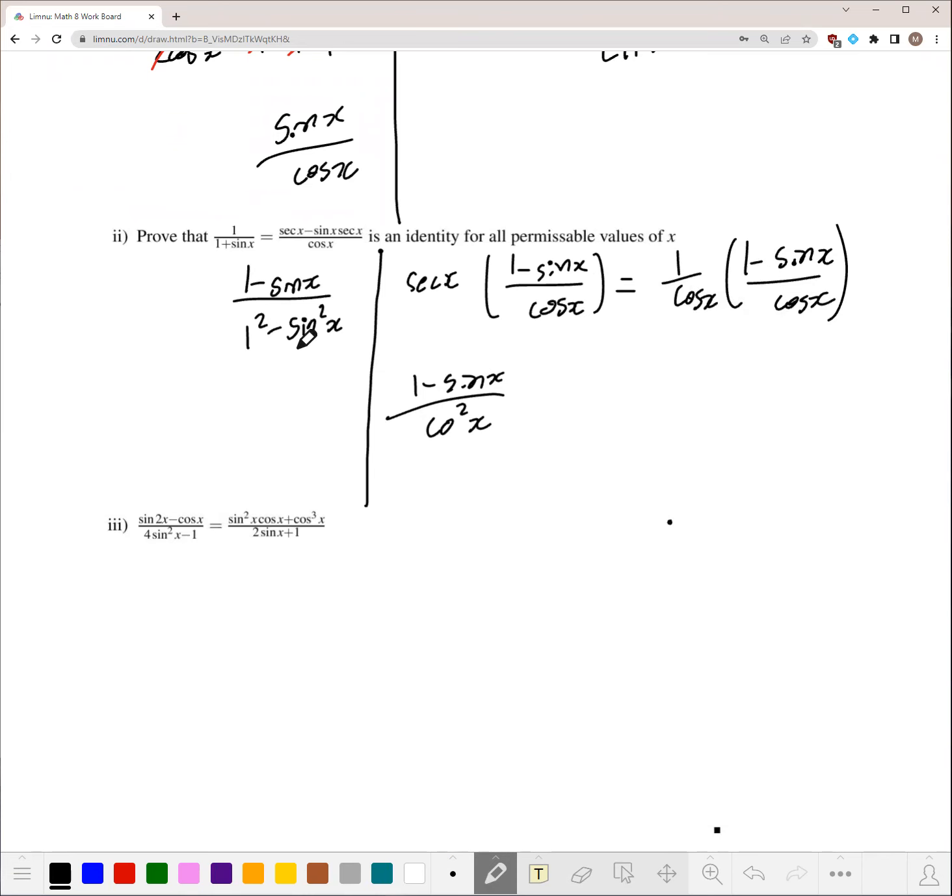Over here, 1 minus sine squared x, well, remember, sine squared x plus cos squared x equals 1. That's our Pythagorean identity. If I rearrange that, I can say that 1 minus sine squared x is actually equal to cos squared x. Maybe I'll write in my steps here. And so I actually get that 1 minus sine x is divided by cos squared x. Oh, hey, look, they're the same thing. Left-hand side equals right-hand side.